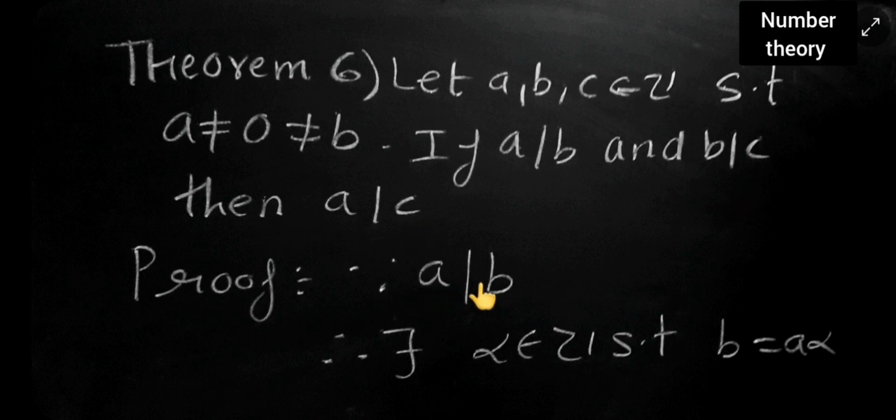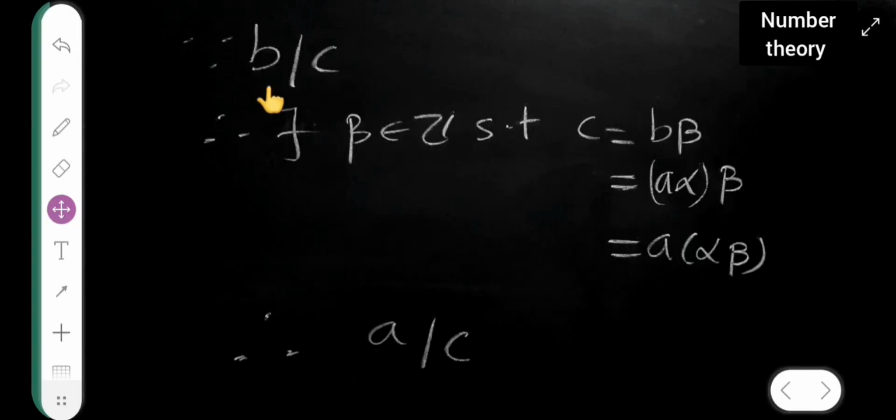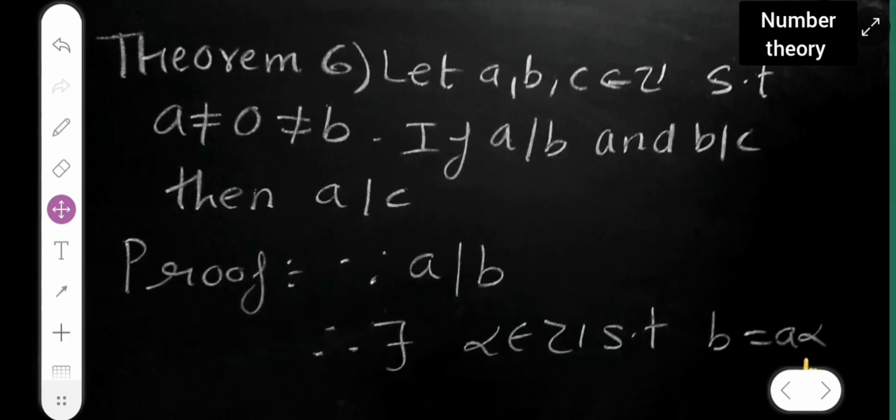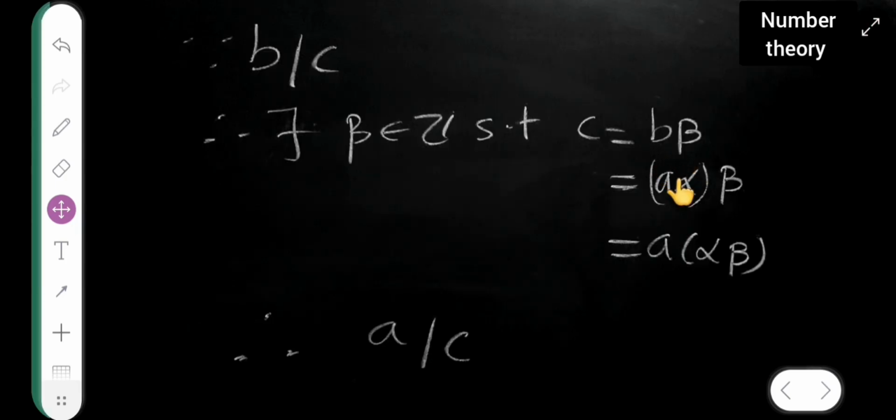So since a divides b, therefore there exists alpha belonging to integer such that b is equal to a alpha. Since b divides c, therefore there exists beta belonging to integer such that c is equal to b beta. Now what is your b here? b is nothing but a alpha, right? Plug the value here then. And then beta, write it as it is. Then a, take it outside, alpha beta, take it other side. Then you can say that a divides c.